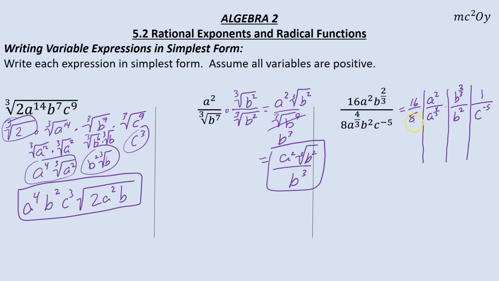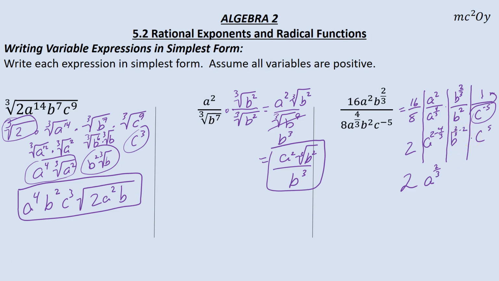So 4 problems. 16 over 8 is pretty easy. That's 2. A squared minus 4/3. And b to the 2/3 minus 2. And then this negative has to come up, so it's just c to the 5th. And so now I have 2. And 2 minus 4/3 is 2/3. So a to the 2/3.